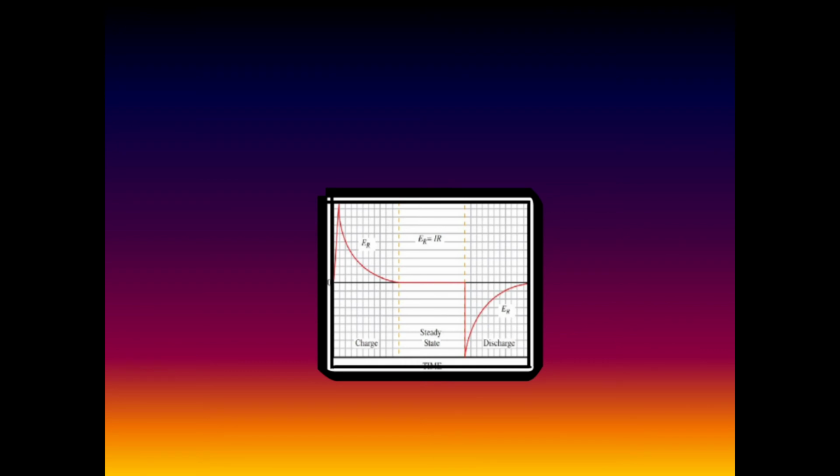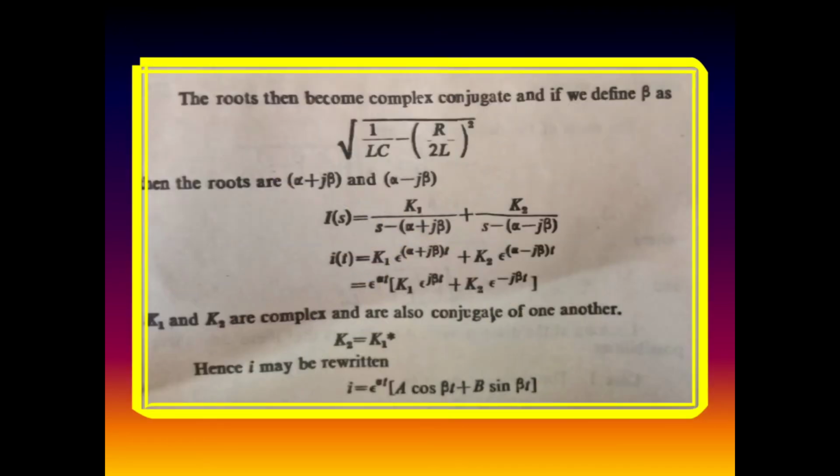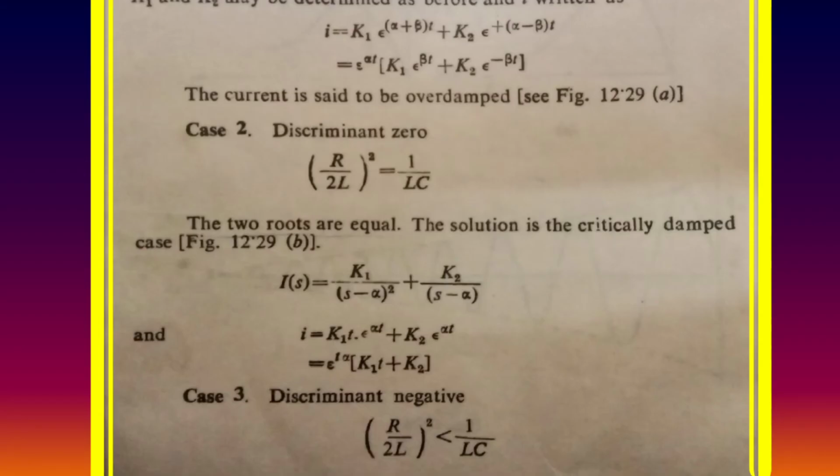Now we are going to discuss case 2. In case 2, we consider the roots to be equal. So the discriminant is 0, that is, the roots are equal. Then the solution is of the form I of s equal to K1 divided by s minus alpha whole square, plus K2 divided by s minus alpha. For this, the solution can be given as i equal to K1 t e power alpha t plus K2 e power alpha t.